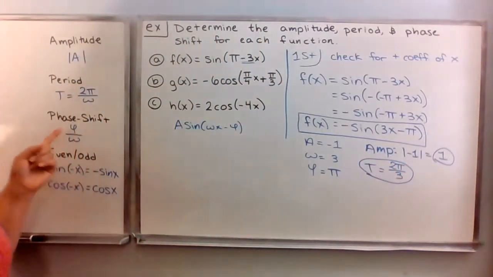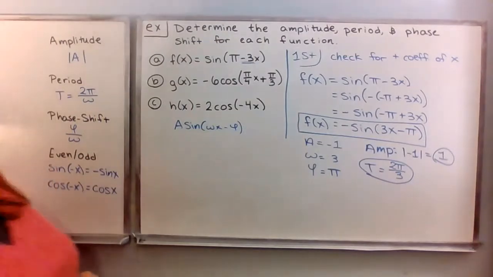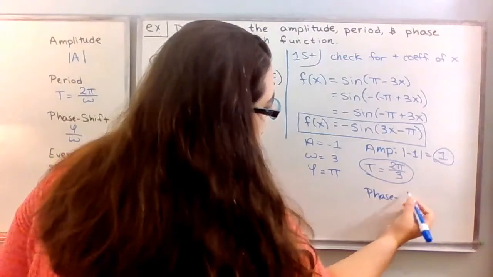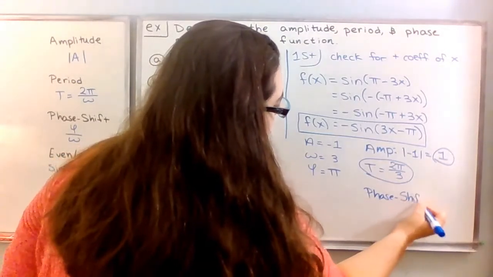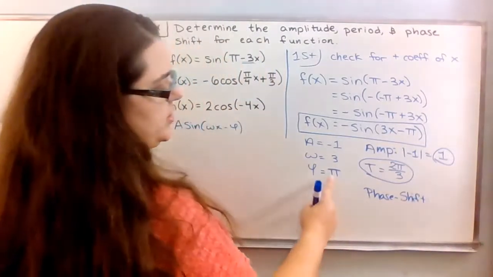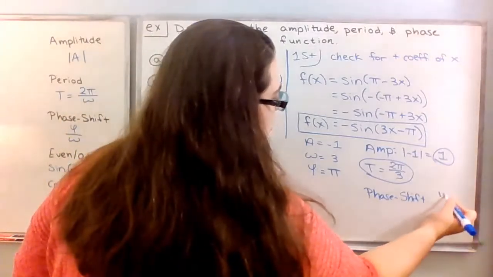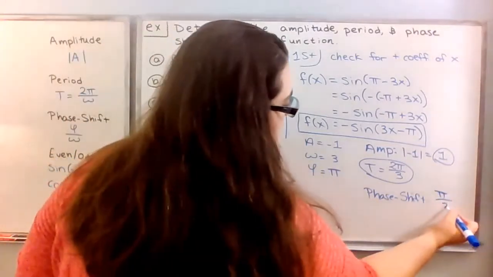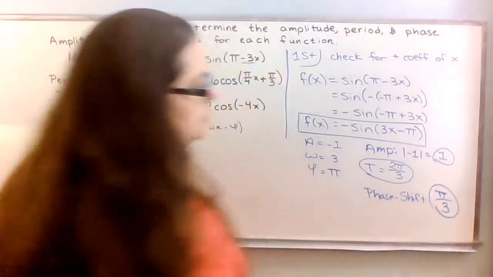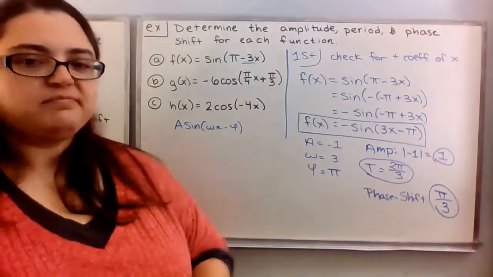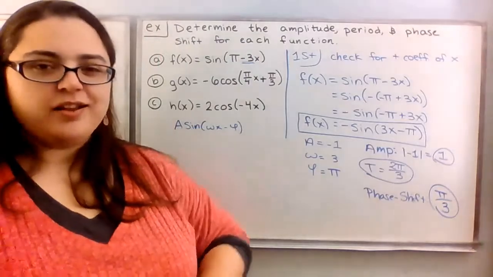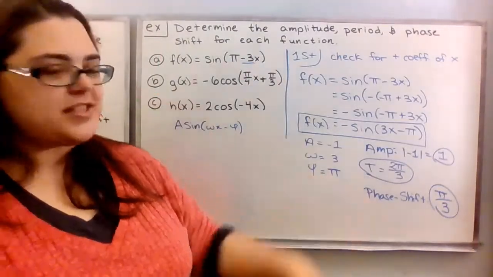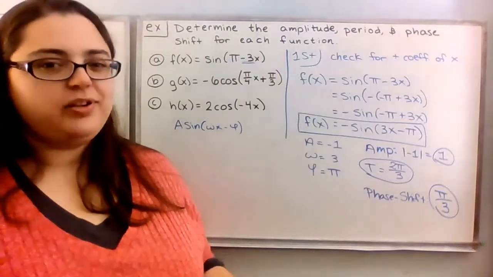And then the phase shift is phi over omega. So the phase shift is going to be phi, which is pi, over omega, which is 3. There we go. So let's erase this and we'll work through a second example together.